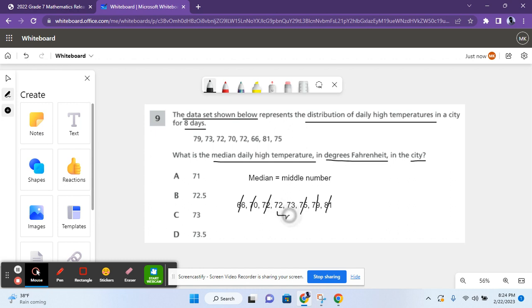What you do now is you find the average of 72 and 73, which you can do by doing 72 plus 73 divided by 2, which gives you 72.5, which is answer choice B.